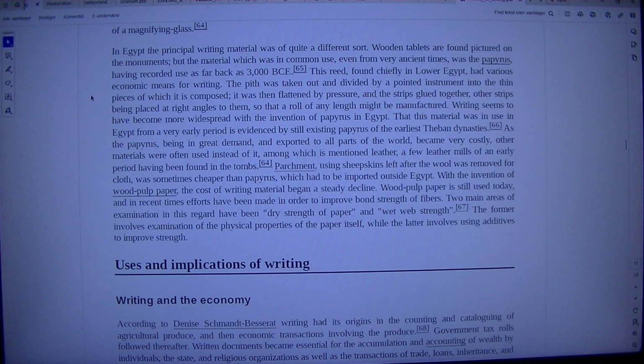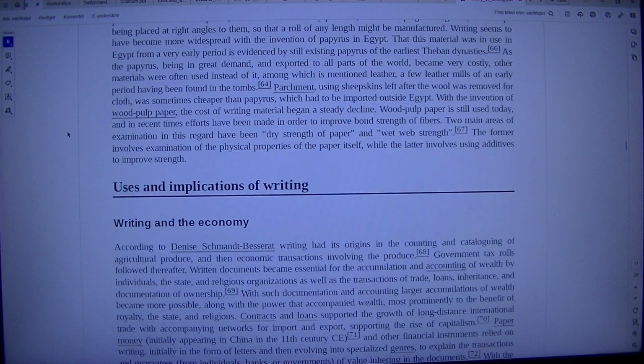Parchment, using sheepskins left after the wool was removed for cloth, was sometimes cheaper than papyrus, which had to be imported outside Egypt. With the invention of wood pulp paper, the cost of writing material began a steady decline. Wood pulp paper is still used today, and in recent times efforts have been made to improve the bond strength of fibers. Two main areas of examination in this regard have been dry strength of paper and wet web strength. The former involves examination of the physical properties of the paper itself, while the latter involves using additives to improve strength.